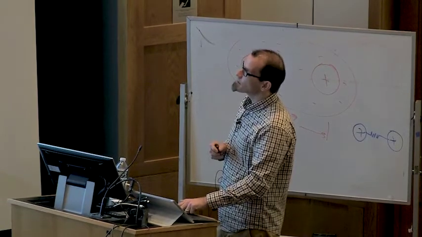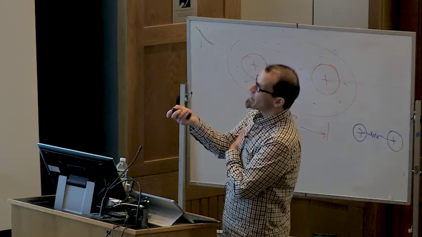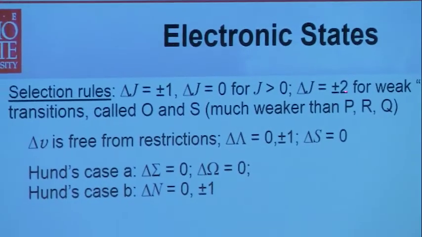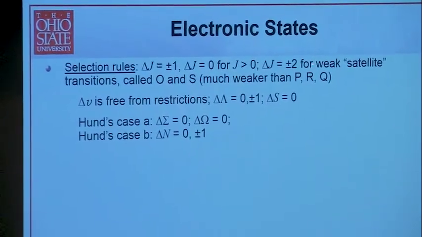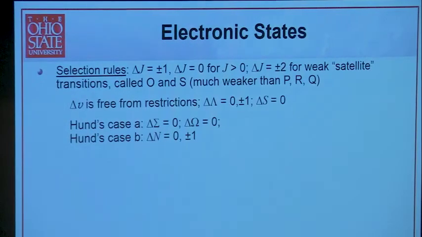So there are selection rules. We don't need to go into every one of these things. But again, we have delta J plus or minus 1, and delta J equals 0 for J greater than 0. But again, we have these weak satellite branches that come from a lot of these splitting processes: O and S, as well as P and Q. Remember, P and R are delta J plus or minus 1, and Q is delta J equal to 0. But then we have these much weaker satellite lines, again only occurring when we have electronic states.